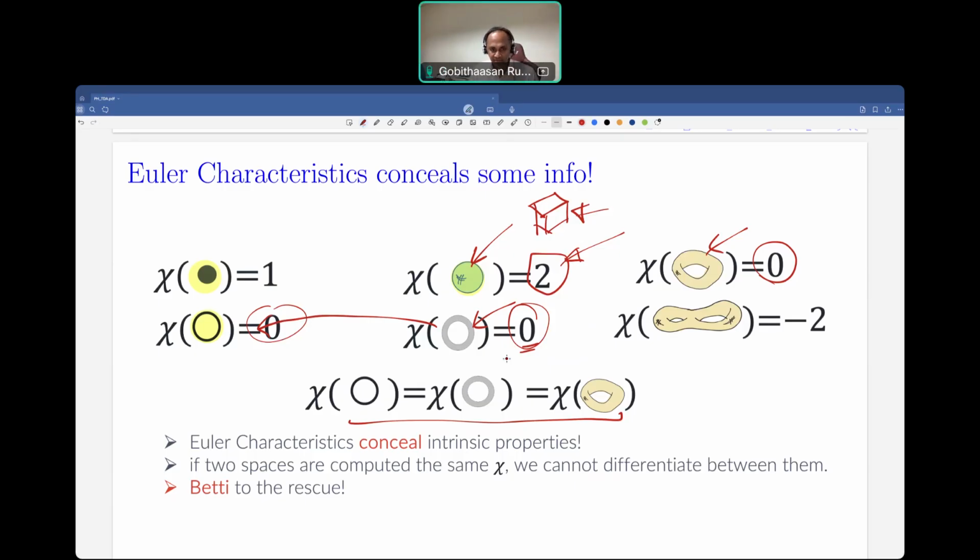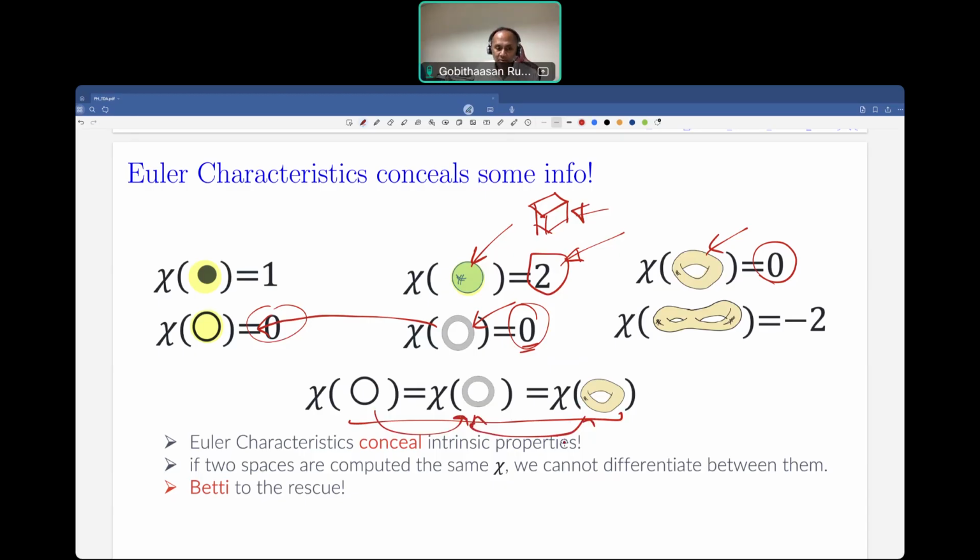And so these are the shapes. Even though they are somewhat different shapes, in general there's one hole in the circle, the annulus and the torus. The Euler characteristic is the same.